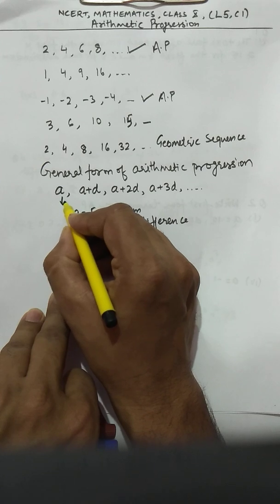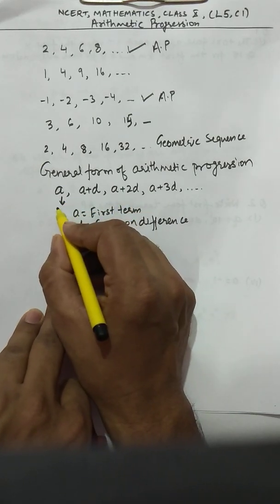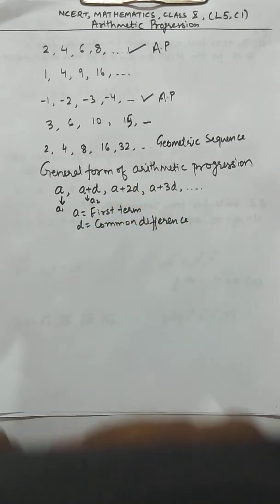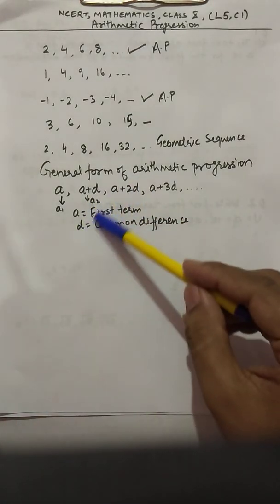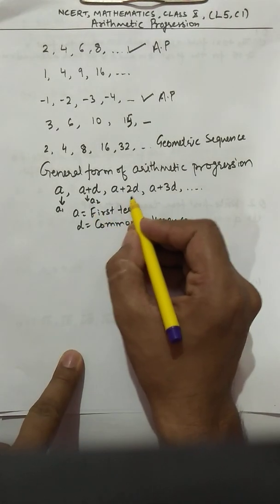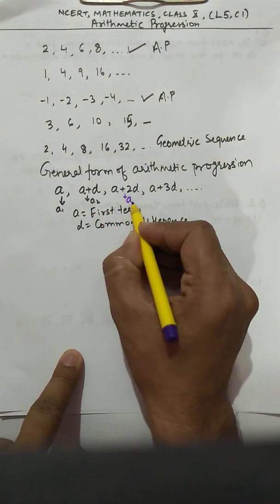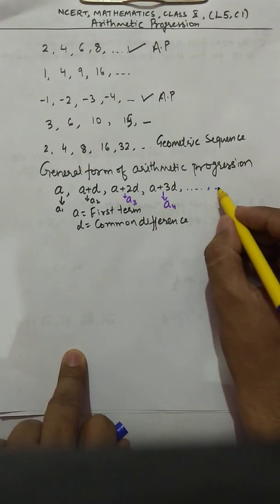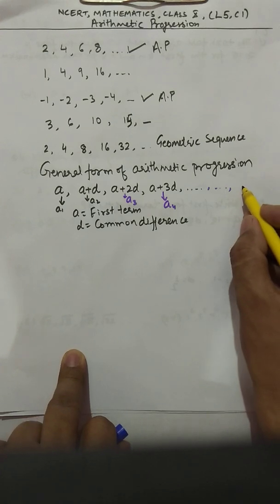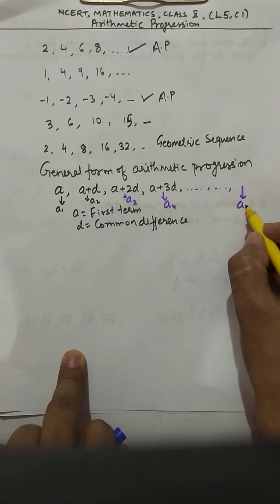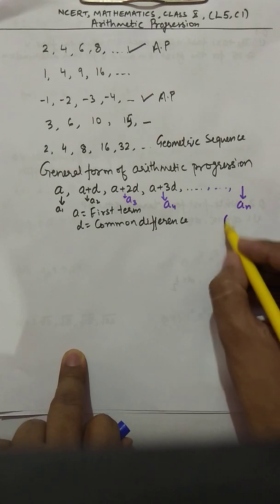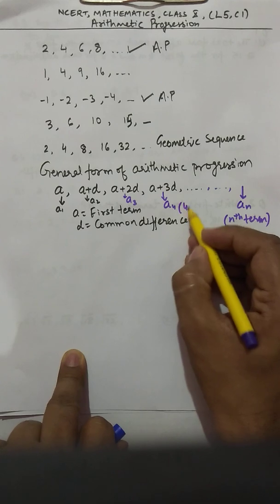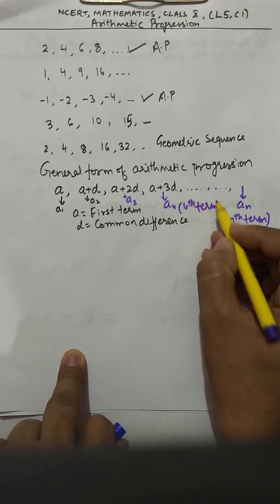So you see, this is your first term, that is denoted by a1, this term is denoted by a2. A2 is written with the 2 down. And this is your a3 and this is your a4. And similarly, if you keep going on, there will be a time when you will be getting some last term, or you can say that as nth term. So this is called nth term. This is called fourth term.